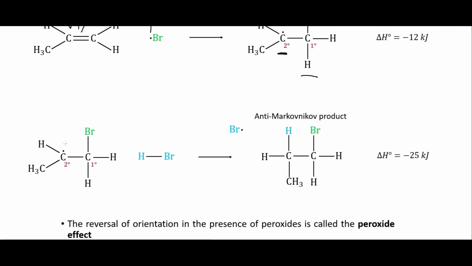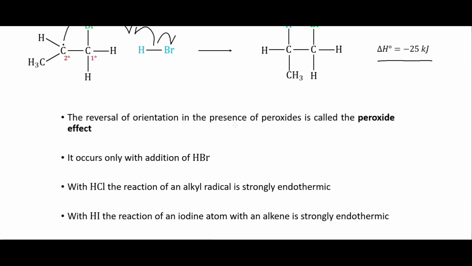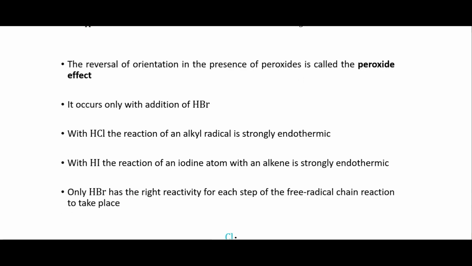So we can have this electron come here, this electron come here, this one go to the bromine. And so now we have formed our anti-Markovnikov product here. And so again, this has a delta H that's negative, and so as far as the heat of the reaction goes, that's going to be favorable there. And so this reversal of orientation in the presence of peroxides is called the peroxide effect. But this only occurs with the addition of HBr.